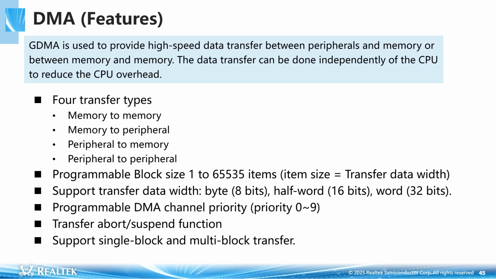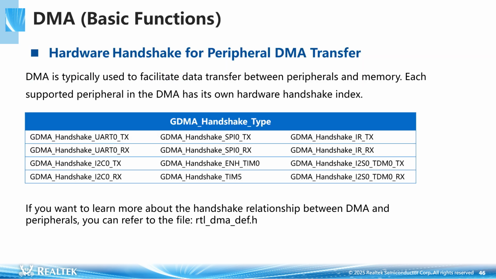Point 4. Support for transfer pause and interrupt. It allows the pausing of transfers and supports interrupt handling. Point 5. Block transfer configuration. DMA can be configured for single block transfers or multiple block transfers. When DMA transfers data between peripheral and memory, a handshake configuration is required. Each supported peripheral has its own handshake number in DMA.